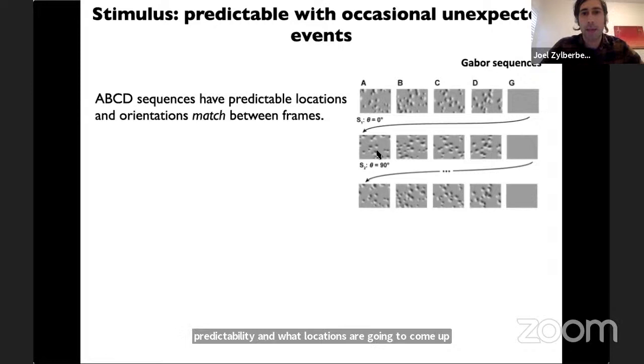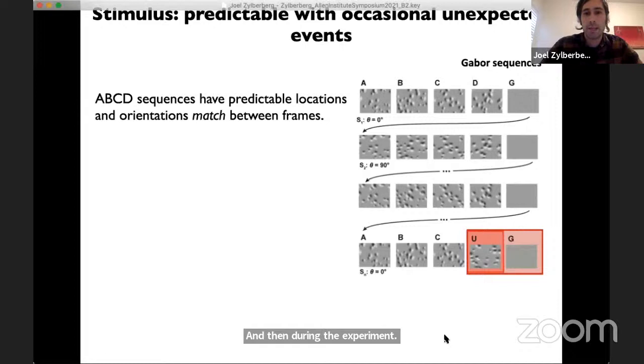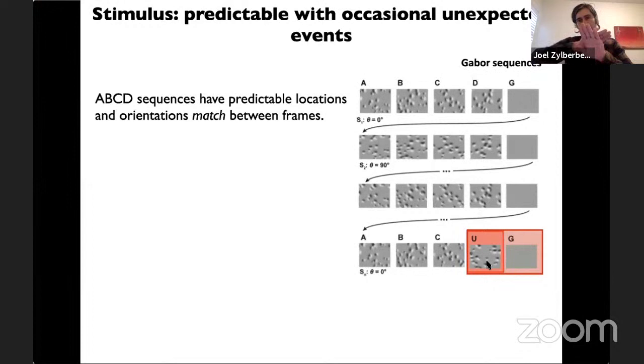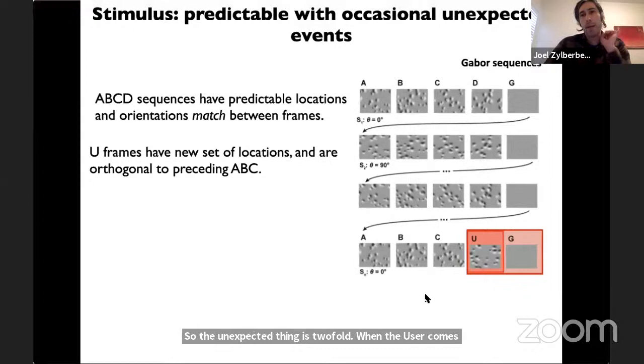And then during the experiment, we introduce these unexpected things where in place of the D, we put a U, so an unexpected frame that has a new set of locations. So the U locations do not match the D locations. And the orientations are now orthogonal. So the U's have an orientation that's 90 degrees offset from the preceding ABC. So the unexpected thing is twofold. When the U comes up, all the locations are different from what you'd expect, and the orientation is off by 90 degrees from what you would expect.